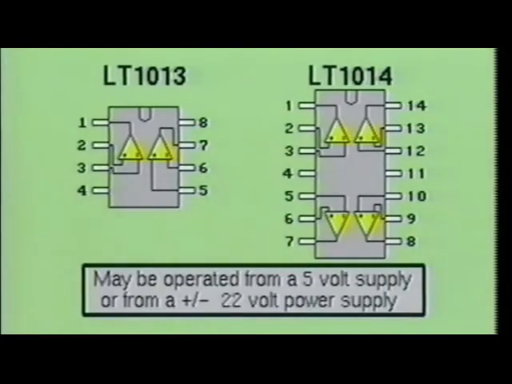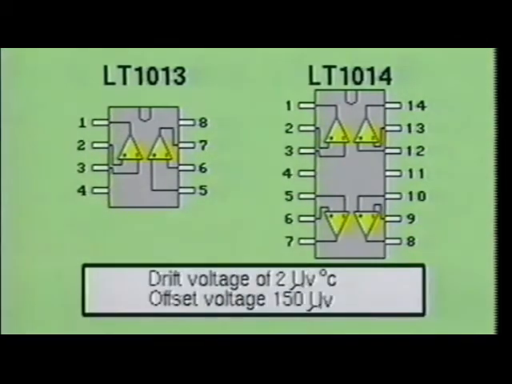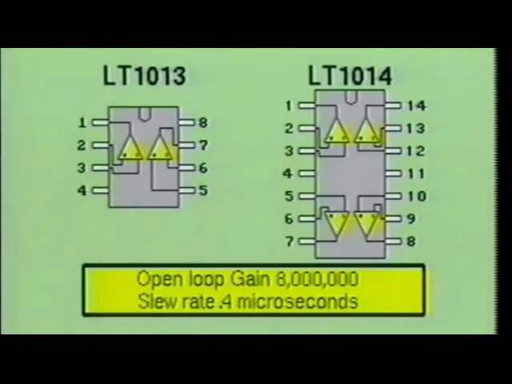These op-amps can be operated from a single 5-volt DC power supply or from a dual polarity power supply with voltages up to plus and minus 22 volts. Their drift voltage is less than 2 microvolts per degree centigrade with an offset voltage of less than 150 microvolts. The open loop gain of the LT1013 and LT1014 are in excess of 8 million with a slew rate of 0.4 microseconds.